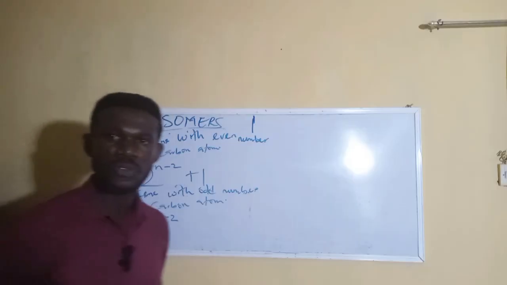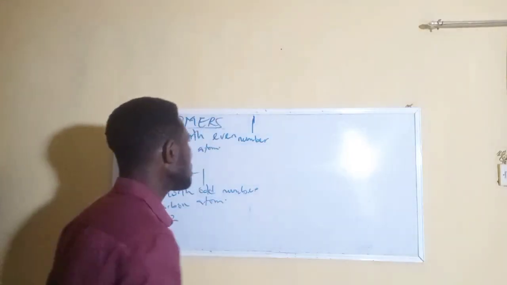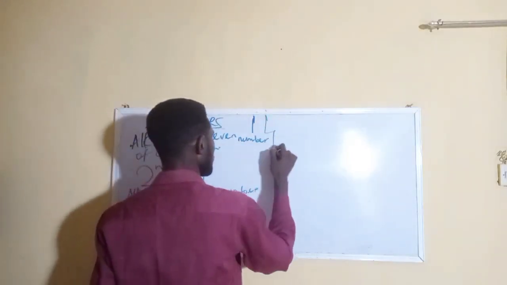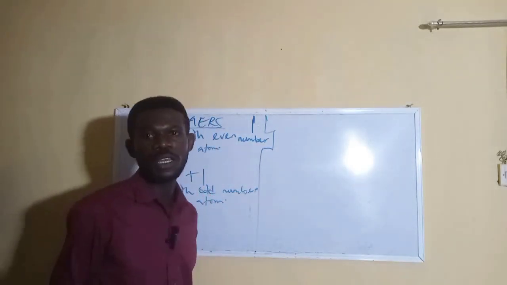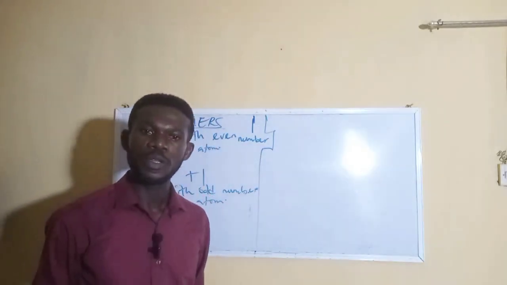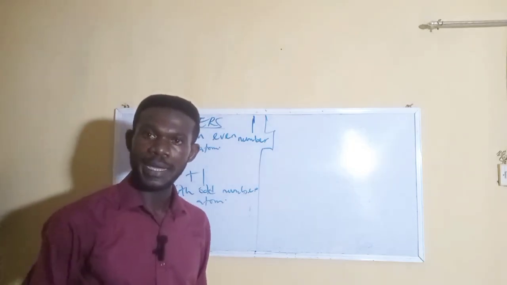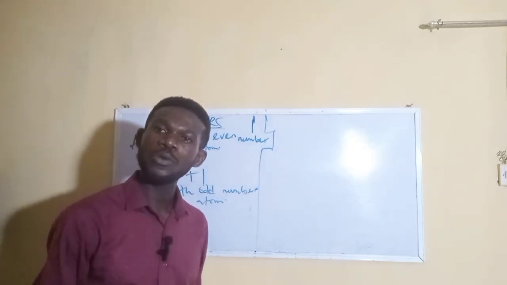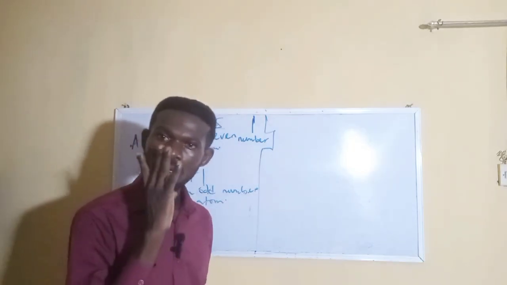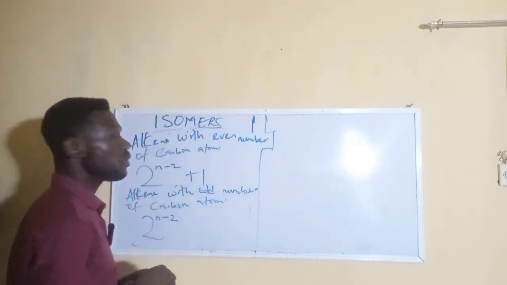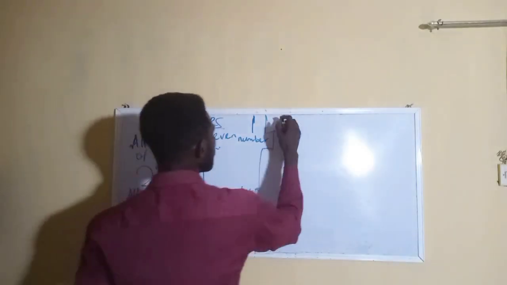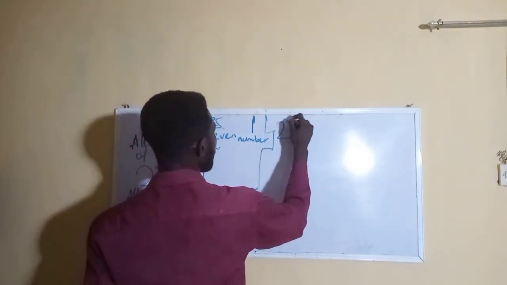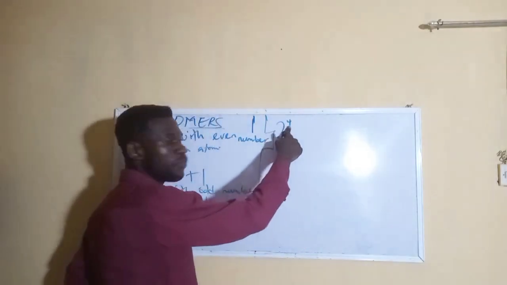Now let's just insert some figures so it makes sense to you. So let's start with even numbers. Let's say I'm talking about butane, that means it has carbon number 4. So how are we going to carry out this calculation? You have it as 2 raised to power 4, because our n here happens to be 4.